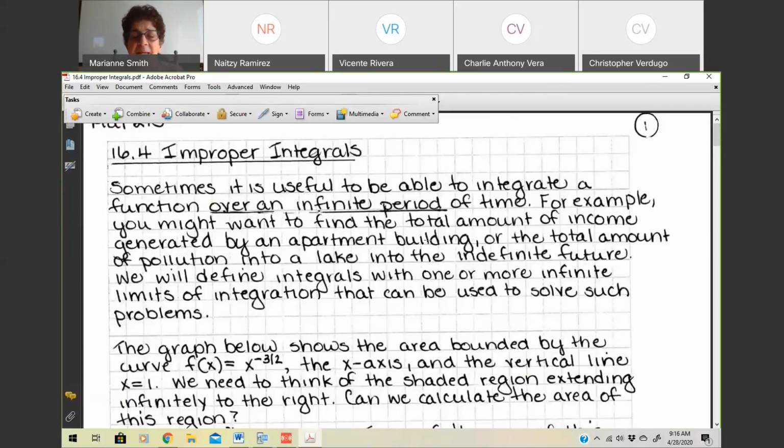So again, I'm showing you some examples here of why you would use it. Total amount of income generated by an apartment building that you have and you don't plan to sell. The total amount of pollution in a lake over an indefinite period. So again, what we're going to be doing is putting the infinite bounds, like negative infinity on the bottom, positive infinity on the top. But then when we actually evaluate the integral at those limits, we're going to be using limits.